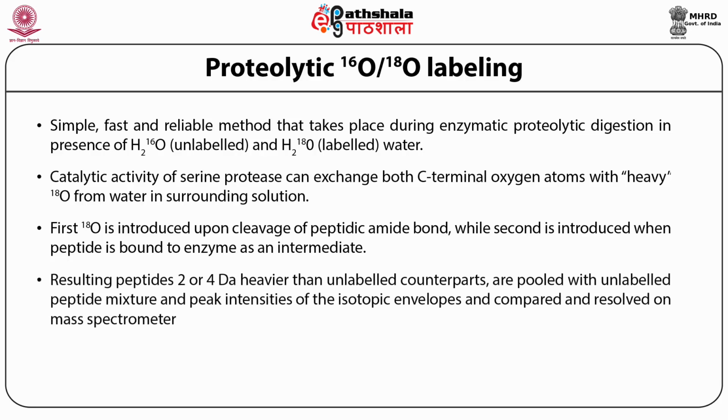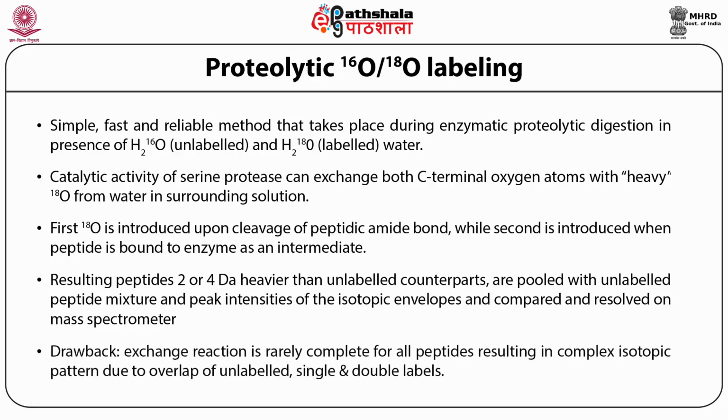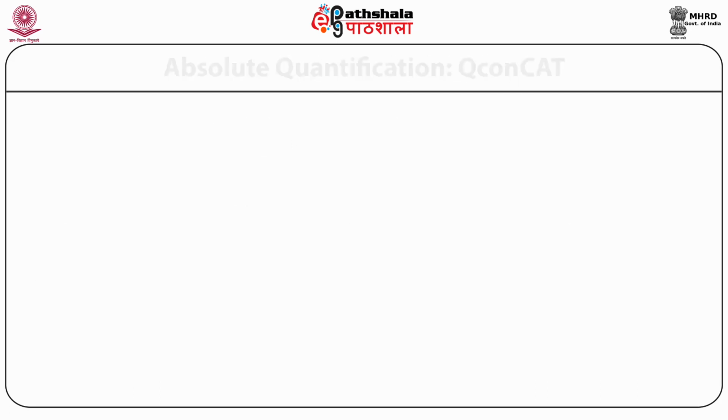Resulting peptides, which could be 2 or 4 Dalton heavier than unlabeled counterparts, are pooled with the unlabeled peptide mixture, and peak intensities of isotopic envelopes are compared and resolved on the mass spectrometer. The drawback in this particular technique is that the exchange reaction is rarely complete for all peptides, resulting in a complex isotopic pattern due to overlap of unlabeled, single, and double labels.